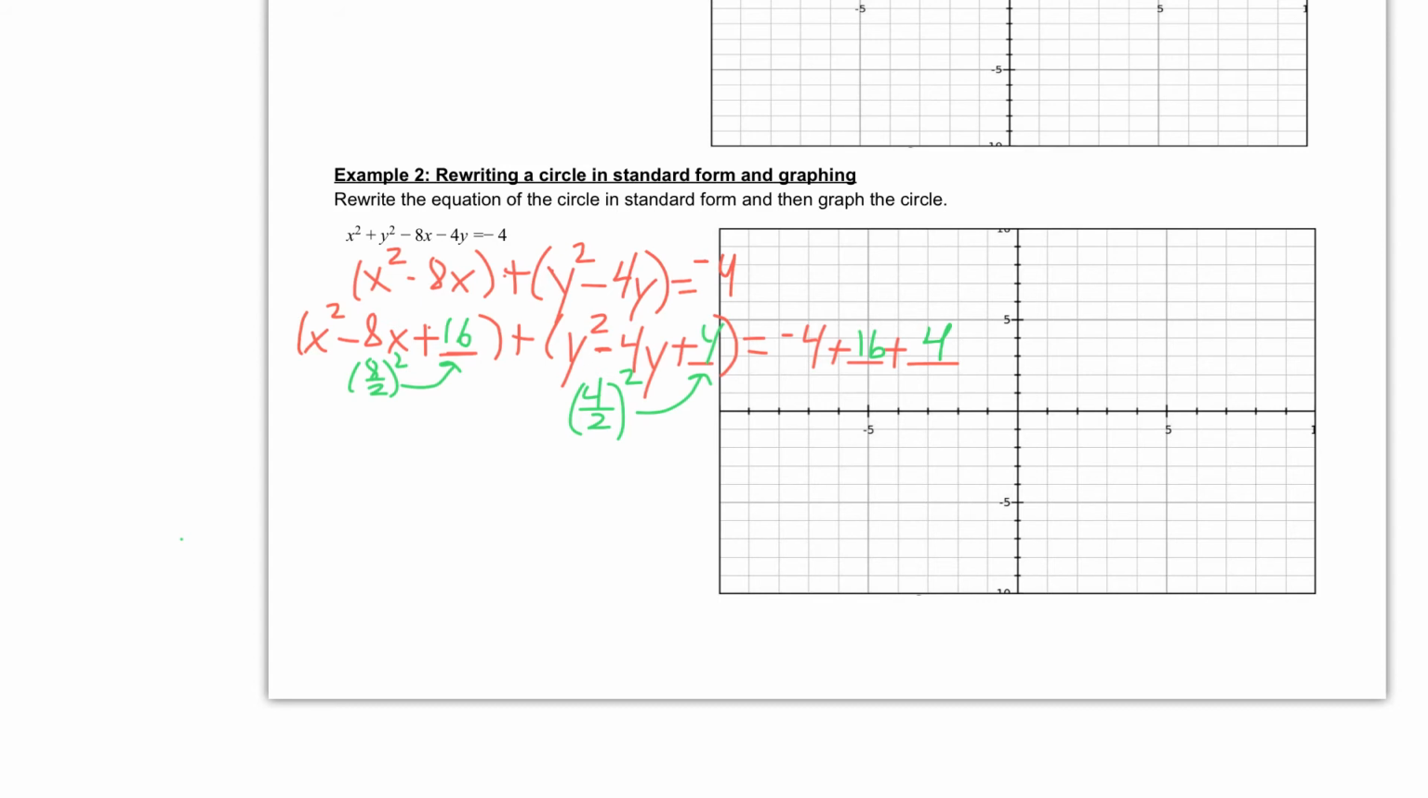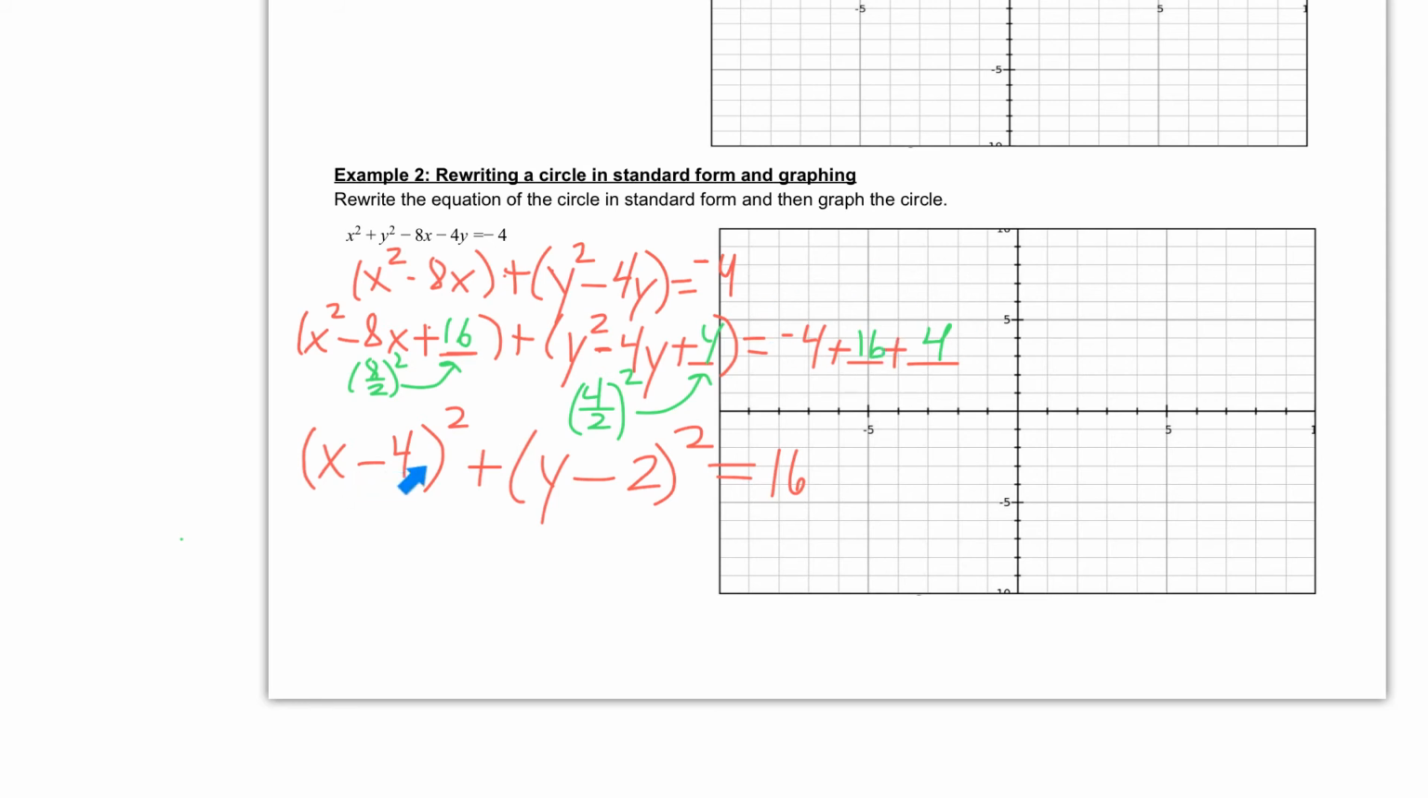And then I can go through and complete my square. So I have x, and then I'm taking the square root of this number to get my third number, and I'm using the sign that's first. So I have x minus 4 squared plus y, and then again I'm taking the very first sign, which is a minus, and then I'm taking the square root of this number here. The square root of 4 is 2. So I get y minus 2 squared equal to 16 if I add up everything over here on the right.